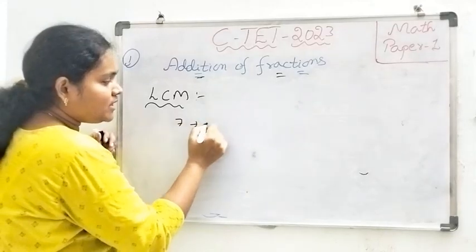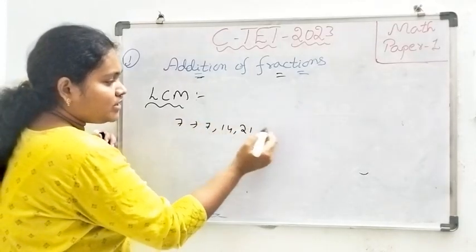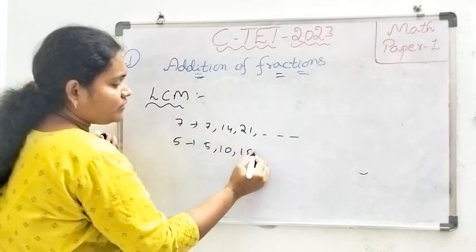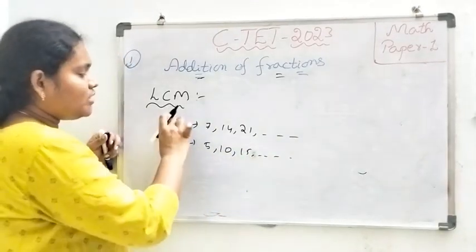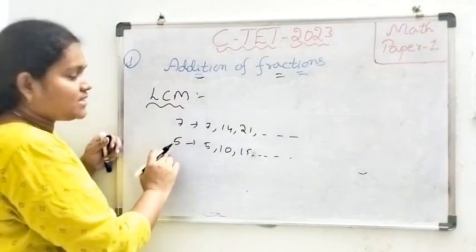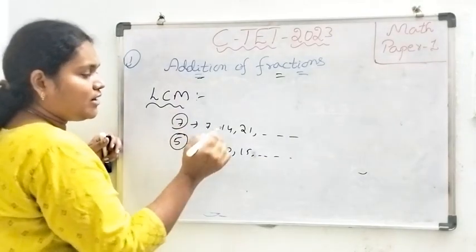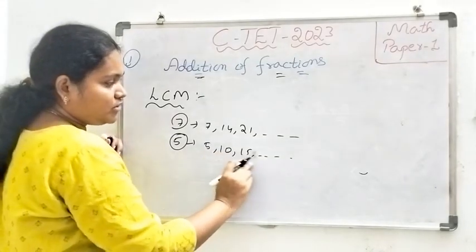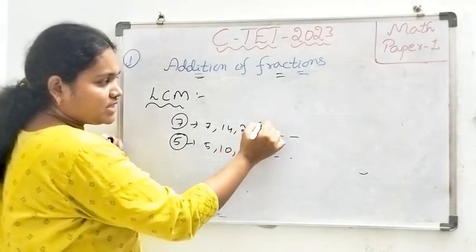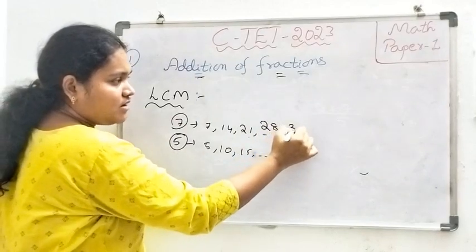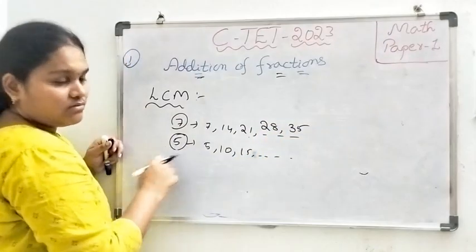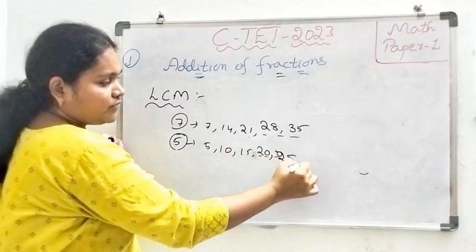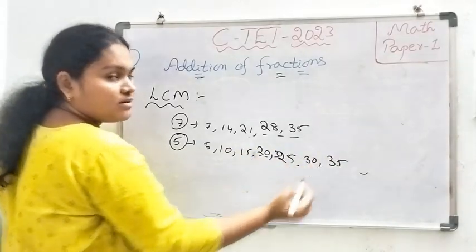For 7, what are the multiples? 7, 14, 21, and so on, right? And for 5, 5, 10, 15, and so on. If the two numbers are co-prime, there is no common factor, so there is no other choice. We have to take simply the product. 7 5s are 35. If you are doing it continuously, 7 3s are 21, 7 4s are 28, 7 5s are 35. For 5, up to 3 I have written. 5 4s are 20, 5 5s are 25, 5 6s are 30, 5 7s are 35, right?